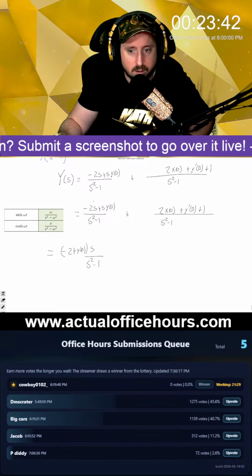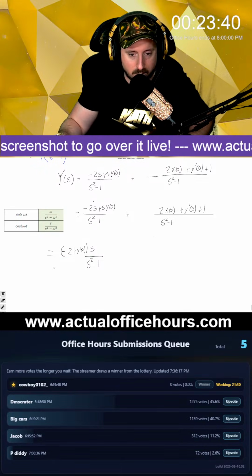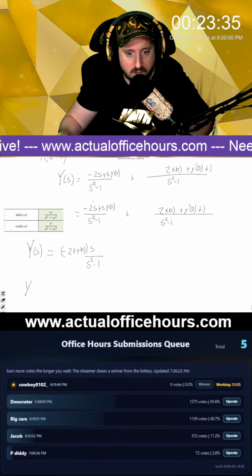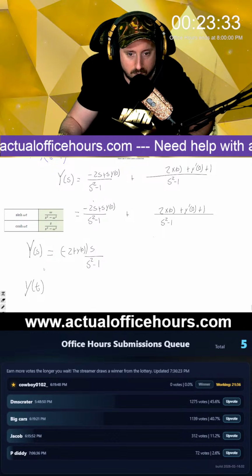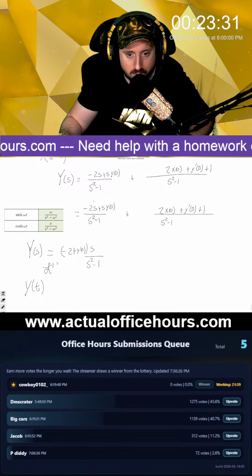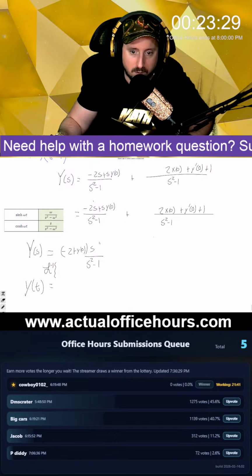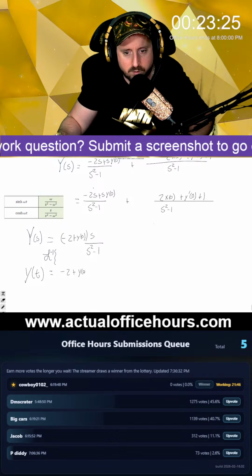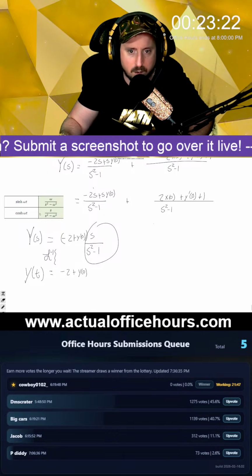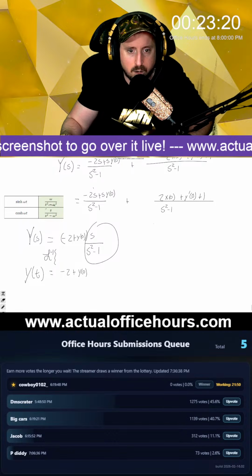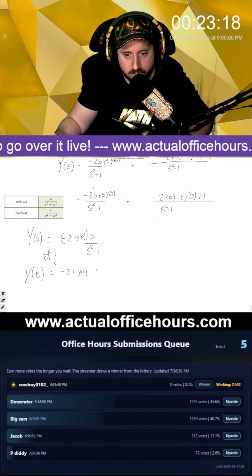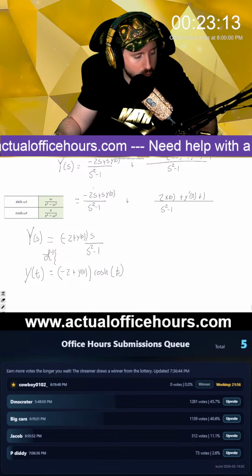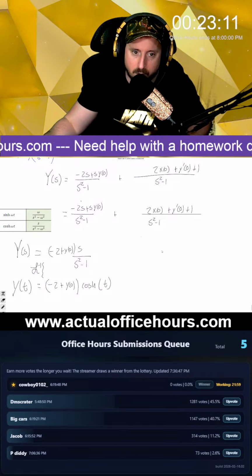Okay, and that'll be cosh of t. So that would be y of s. Then y of t would be doing the inverse. You have the constant. Okay, so that becomes negative 2 plus y of 0, and then this part becomes cosh of t. Perfect, cool.